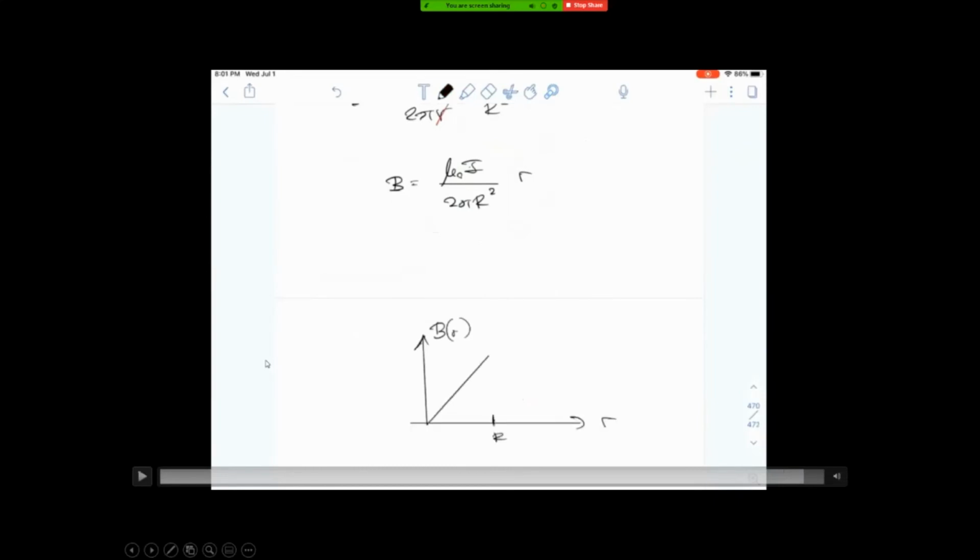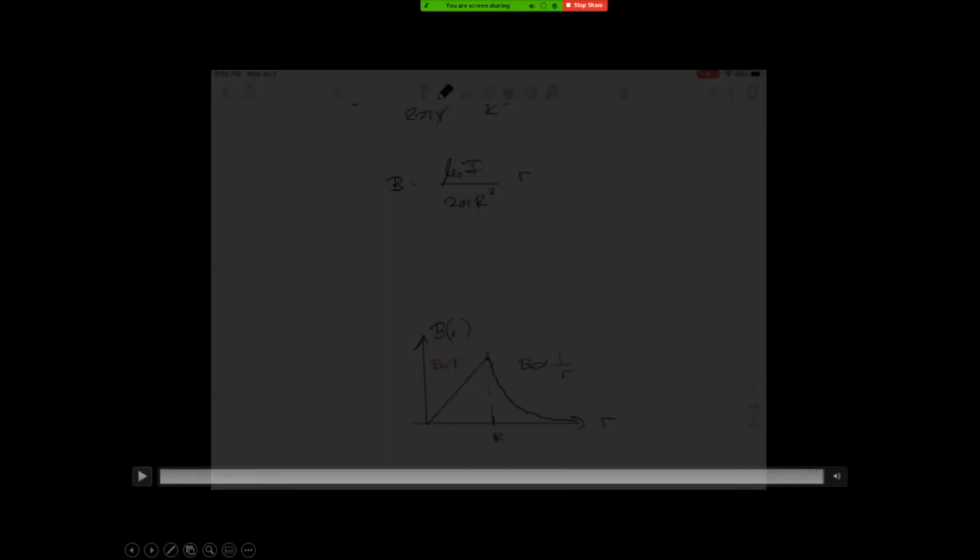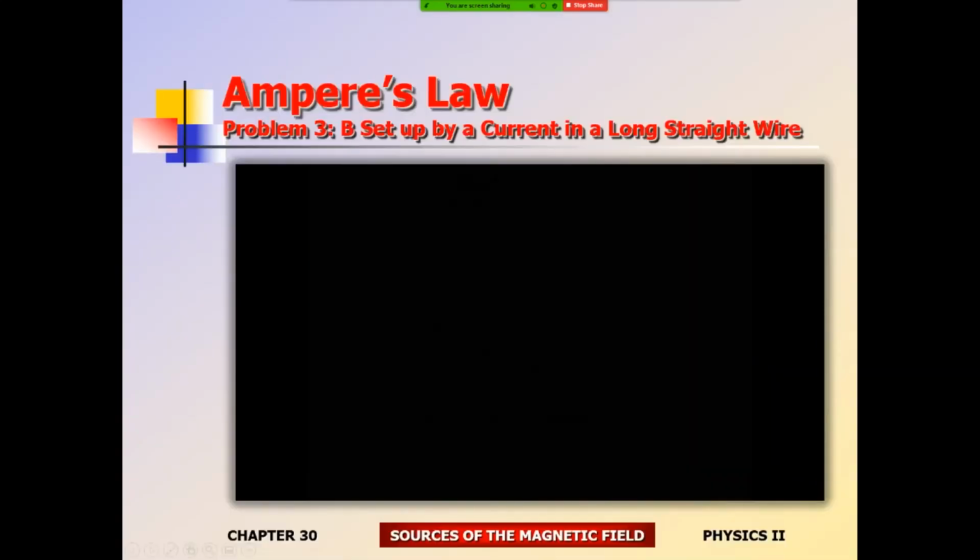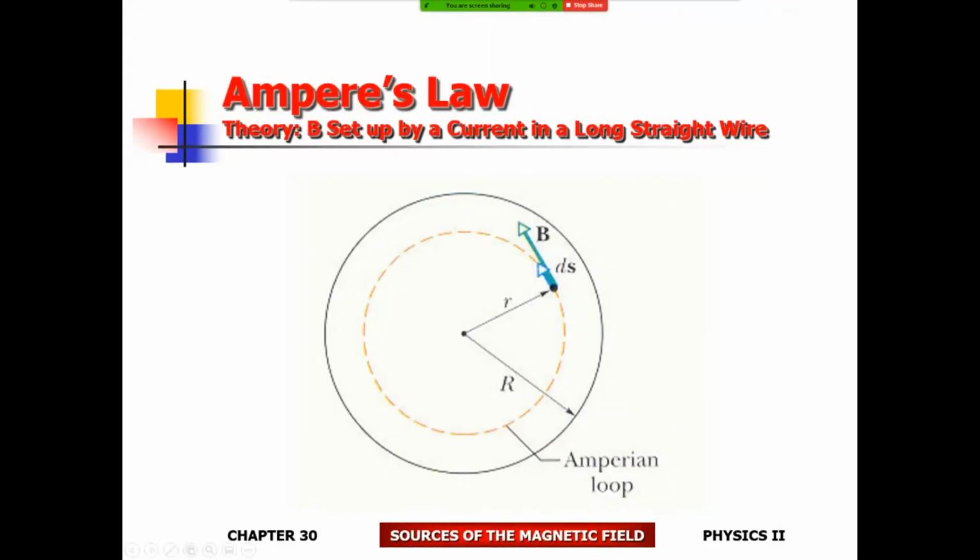And once you're outside, it's going to diminish inversely, not as the square, but inversely. That's it. I don't know why I keep thinking square because of Newton.